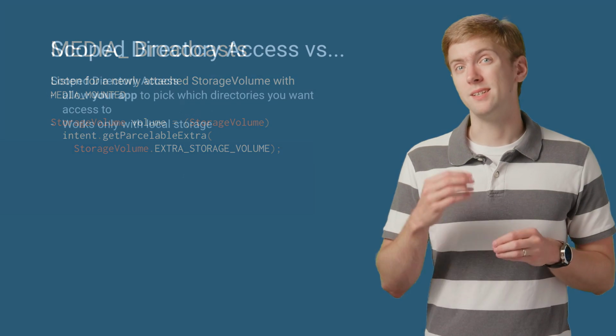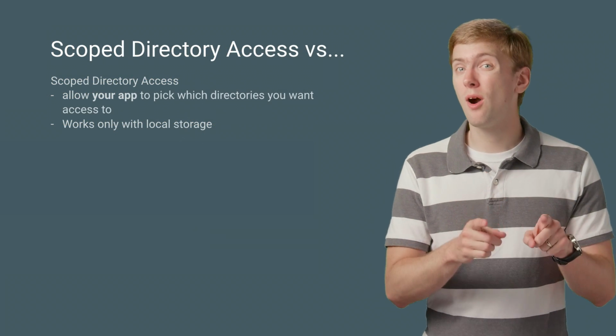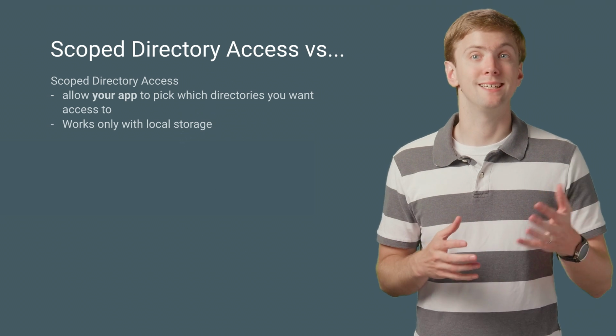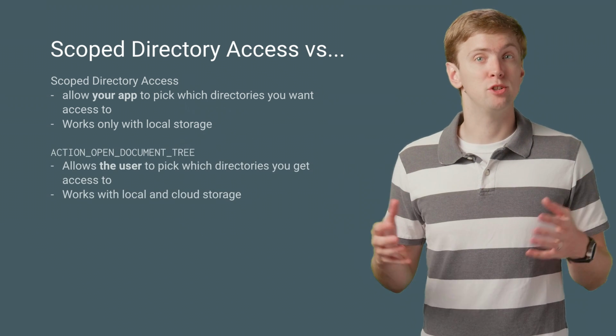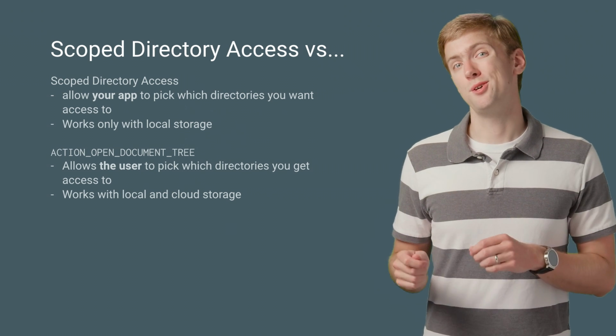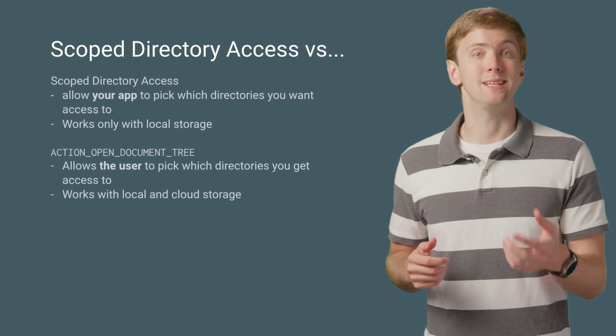The important part to keep in mind with this is that your app gets to pick what directories it needs access to. If you want the user to be able to select any arbitrary directory, you'd instead want to use the ACTION_OPEN_DOCUMENT_TREE intent.